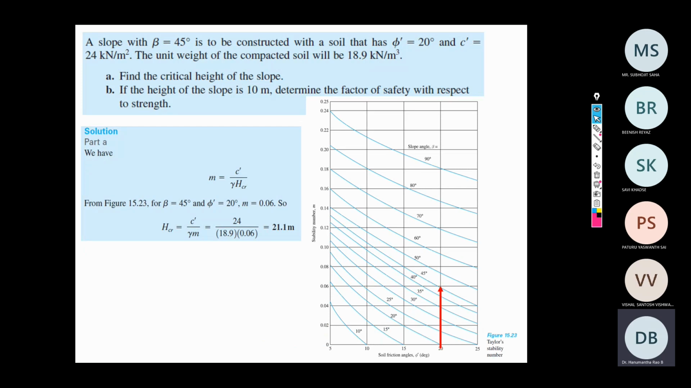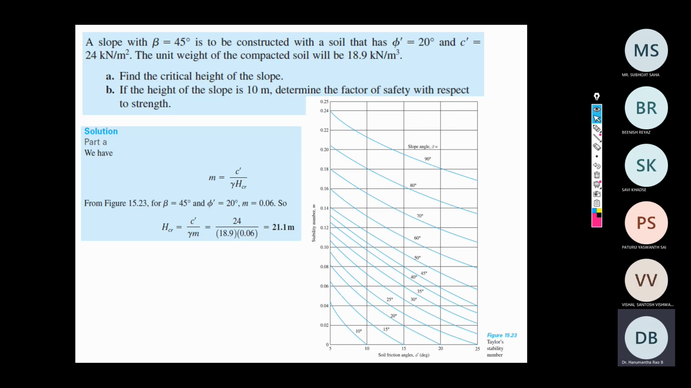Again, please note down another sum. This is on the C-phi method. A slope with beta equal to 45 degrees is to be constructed with a soil that has phi dash of 20 degrees and c dash of 24 kilopascals. The unit weight of the compacted soil is 18.9 kilonewton per cubic meter. Find the critical height of the slope. If the height of the slope is 10 meters, determine the factor of safety with respect to the strength.